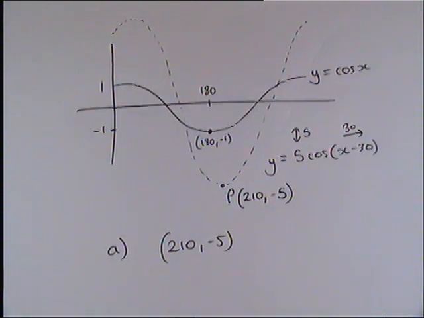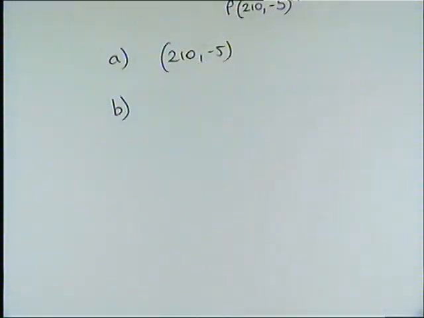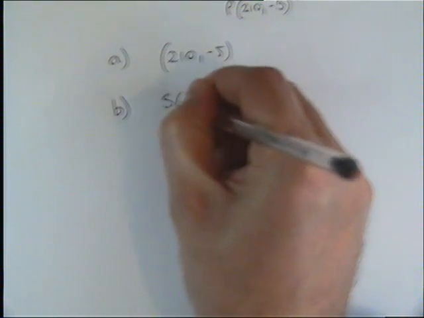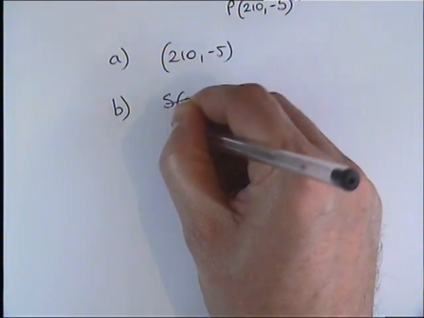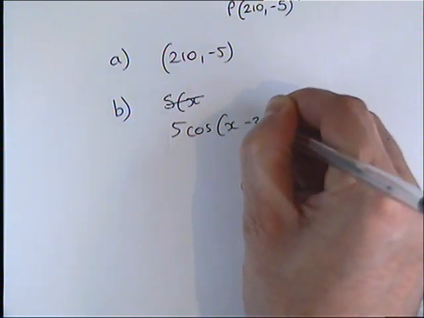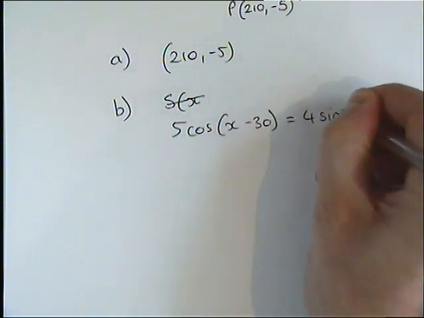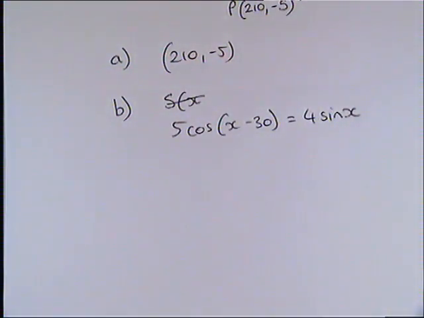For part B, we have to look at solving an equation. So moving away from the graph now, I suppose. We've got 5 cos(x − 30) equals 4 sin x. That's the equation we've got to solve, and we've got to do it for all values of x from 0 to 360.